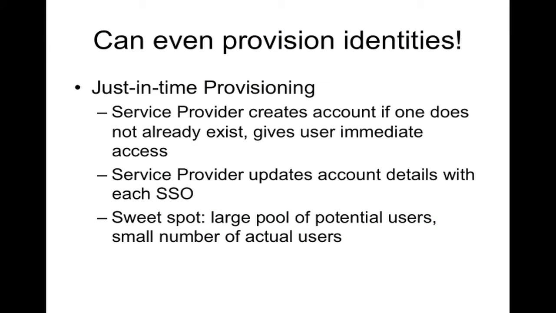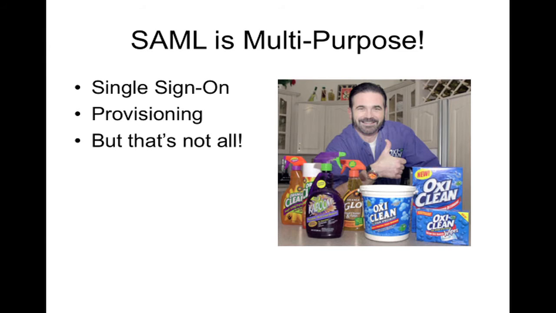You can even provision identities. Just-in-time provisioning allows service providers to create accounts on the fly when they receive an assertion for an unknown user. So that means that you can give users immediate access to systems. So SAML is multi-purpose: single sign-on, provisioning, even account synchronization, because you can repeat that attribute transfer step with every login. But as the late lamented Billy Mays would say, that's not all.